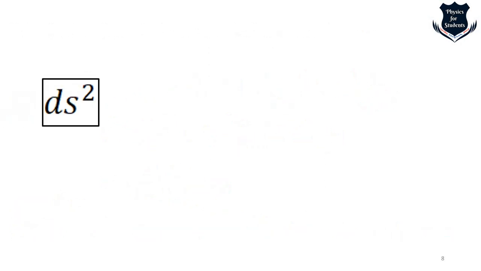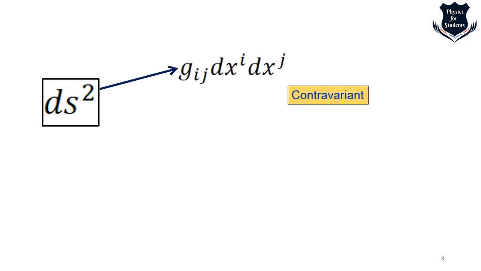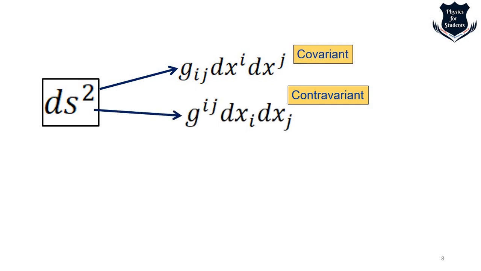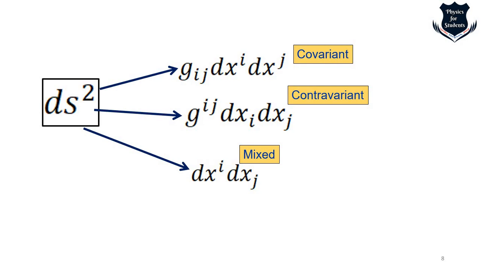Now you see this ds square. This ds square can be written in three ways. First, using the contravariant, then the covariant, and then both the upper and lower indices, that is the mixed tensor.